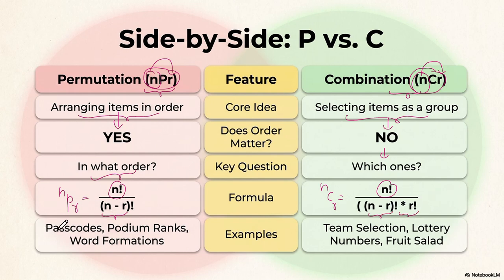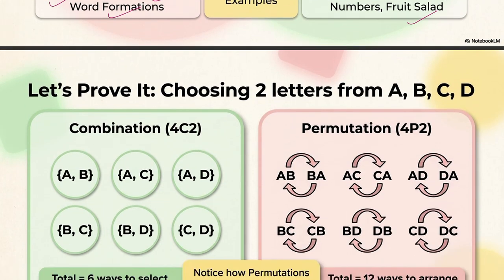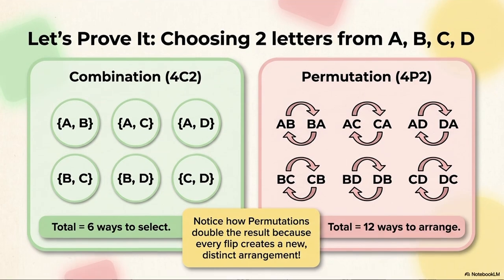So for example, for permutation: making passcodes, passwords, podium ranks, or word formation. And for combination: team selection, lottery numbers, fruit salads. These are the examples. So let's look at some examples of how to solve. Before that, this is an example of the difference.